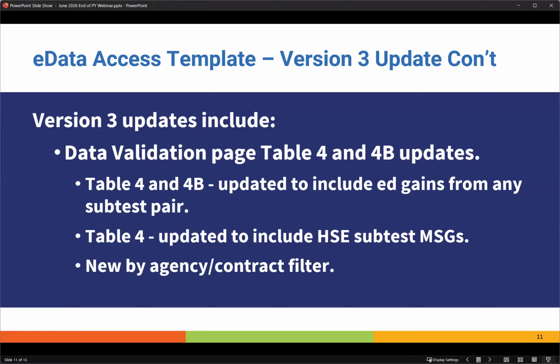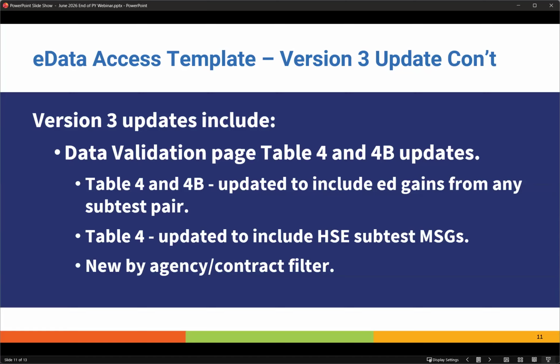Also in version 3, and this is really kind of rinse and repeat here, but data validation also went through the same updates. So the table 4 and 4B on the data validation page include all of those items that I just mentioned, including the HSC subtest, MSGs, and that's just table 4. And then table 4 and 4B include the EFO gains from any subtest pair of assessments.